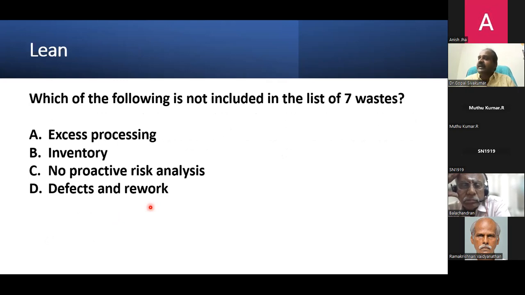Which of the following is not included in the list of 7 wastes? No proactive risk analysis. Correct answer.